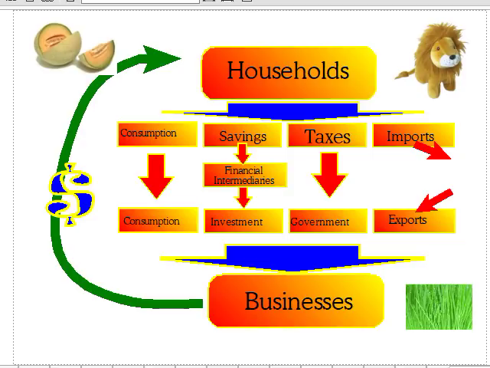Everything that happens in this flow is tied to aggregate demand. So when the government spends more, that's going to increase aggregate demand. When taxes go up, that's going to decrease aggregate demand. When exports go up, that's going to increase aggregate demand. If imports go up, that's going to decrease aggregate demand. Everything that's in this circular flow is going to increase or decrease aggregate demand.